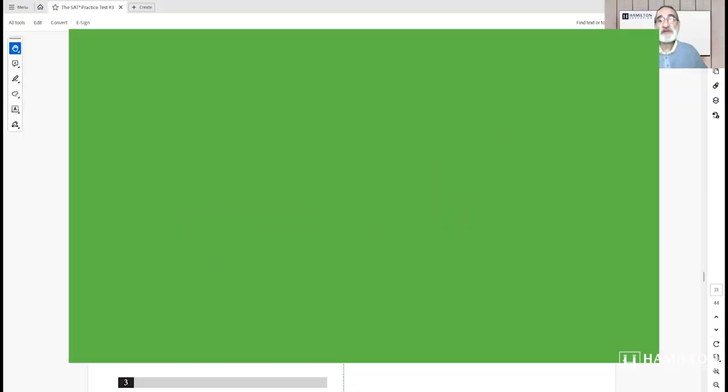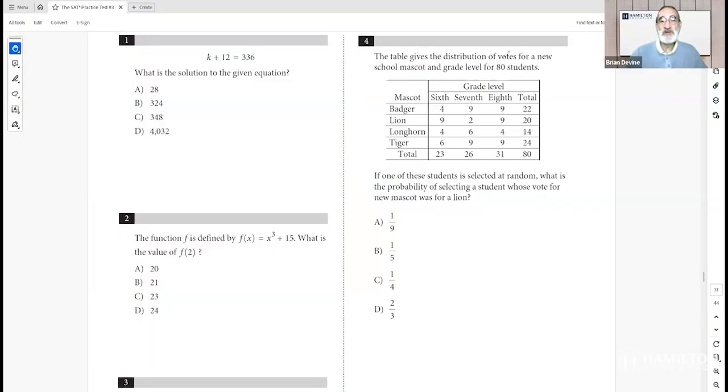Question 4. The table gives the distribution of votes for a new school mascot and grade level for 80 students. So the rows are the mascots and the columns are the 6th, 7th, and 8th graders. And we see that if we look down here, that bottom row is the total for all the values in the rows above, and this last column on the right is the totals for all the columns to the left of that. So if one of these students is selected at random, what is the probability of selecting a student whose vote for the new mascot was a lion?